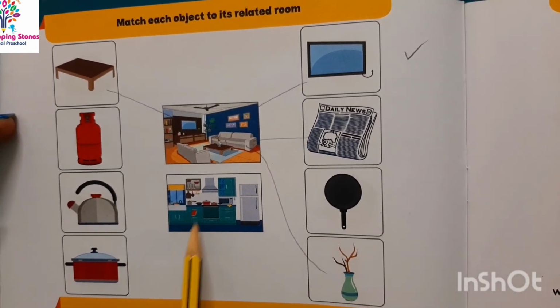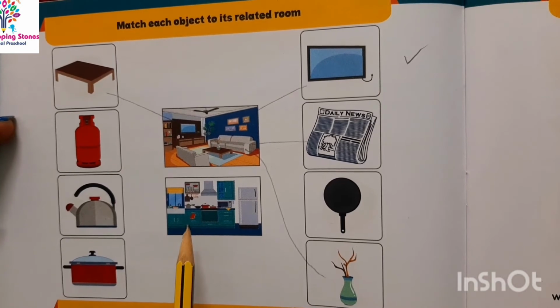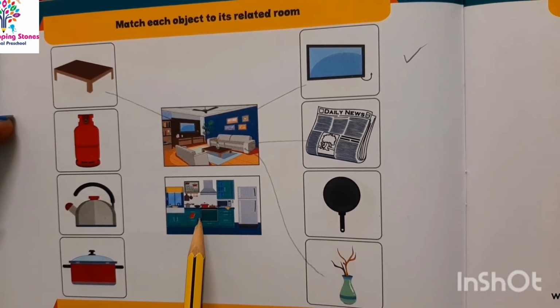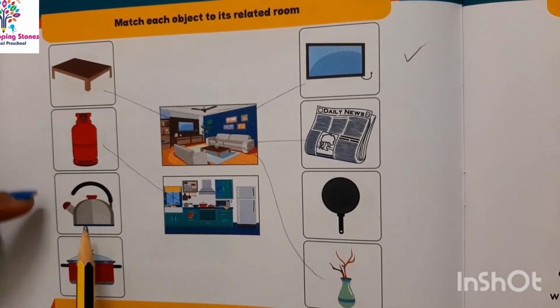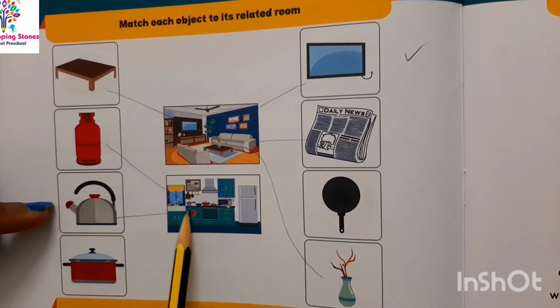Then this is a kitchen. We will match the things that we see in a kitchen. This is a gas cylinder, we see it in a kitchen. This is a kettle, we see it in a kitchen.